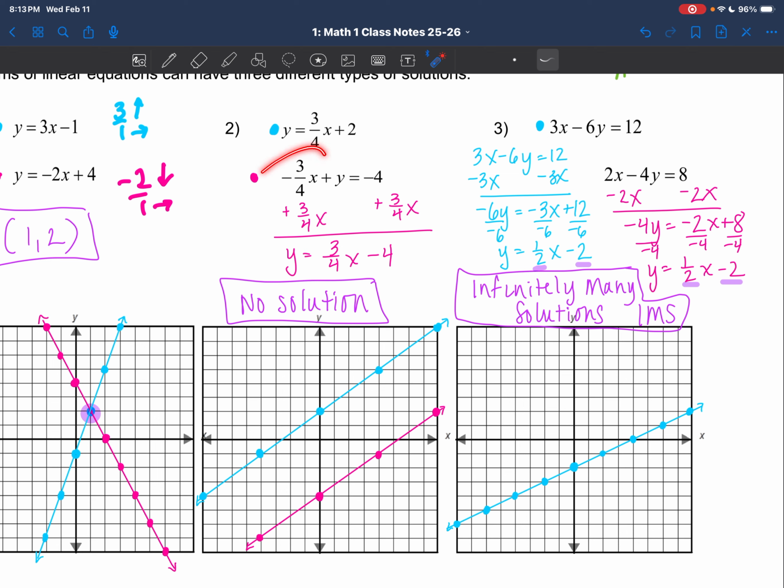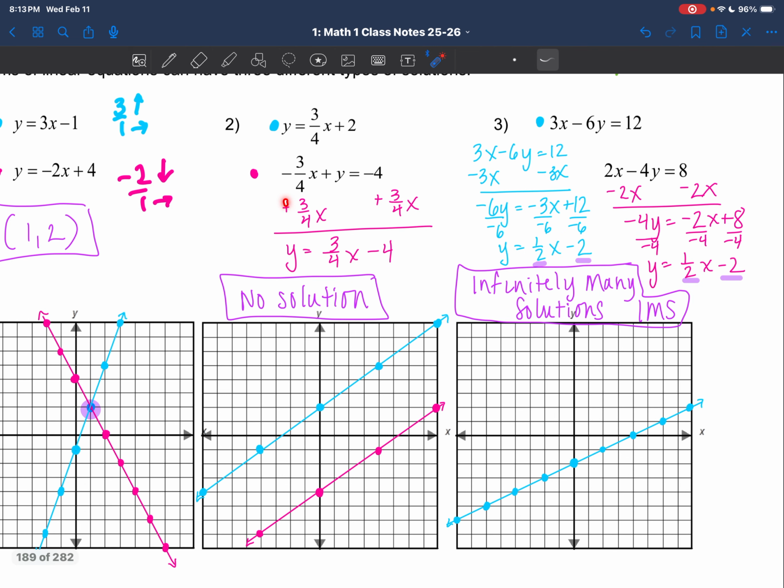All right. So now we need to put this into y equals mx plus b. So remember, we want to get y by itself. So we have to add 3/4 x to both sides. And then that cancels out because we moved it to the other side. And I've got y equals 3/4 x minus 4.